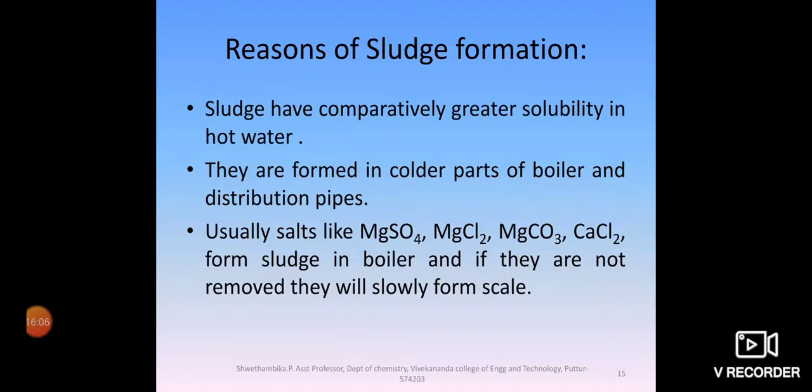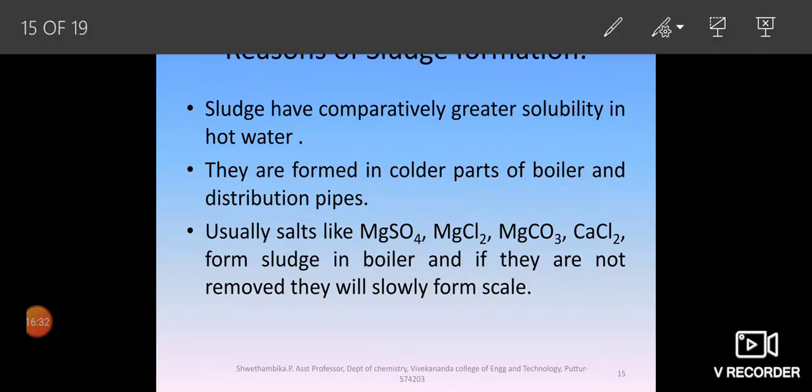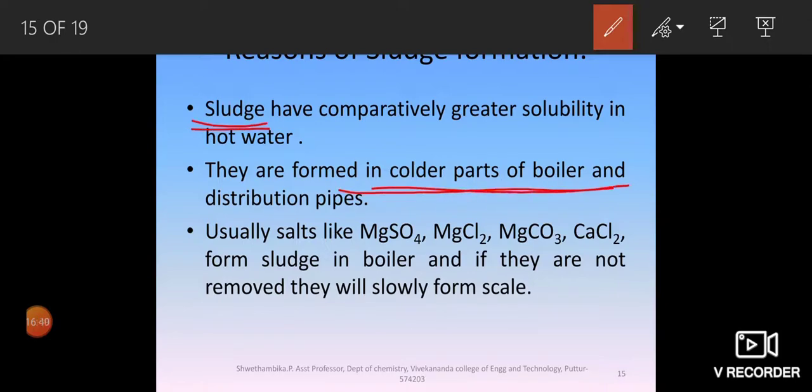Now let us go for the next concept, that is the reasons of sludge formation. A small difference between scale and sludge about their solubility is, it's been found that sludge has comparatively greater solubility in hot water. Please understand this. Actually precipitation of the salt takes place, but comparatively it is soluble in hot condition. So automatically the next step takes place. The sludge so formed would be traveling to the colder part of the boiler, especially the distribution pipelines.